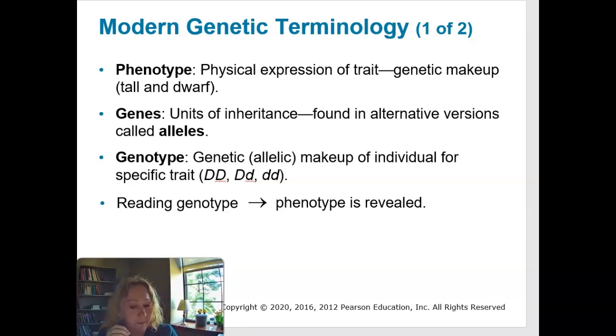Is it big D, big D? Big D, little d, little d, little d. You read the genotype and the phenotype is revealed. So there's a connection between genotype and phenotype. Always read the question, because I may ask you again for phenotype, and if you do genotype, it's going to be a little bit more work.